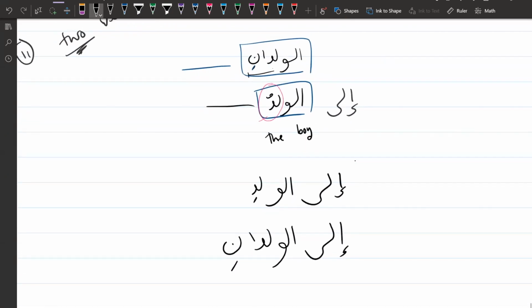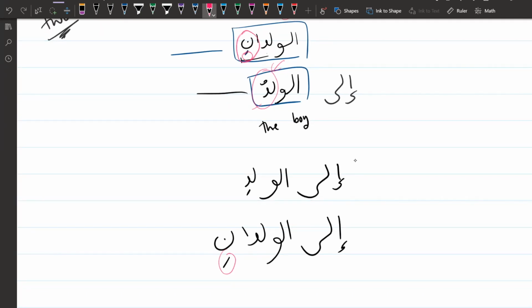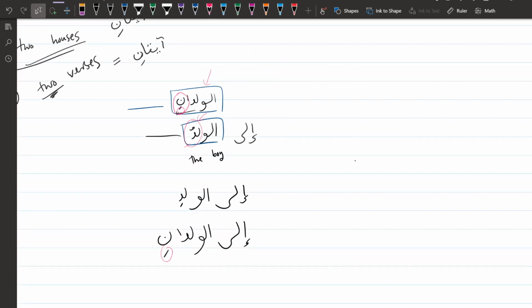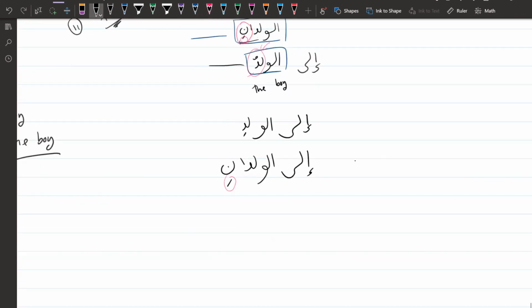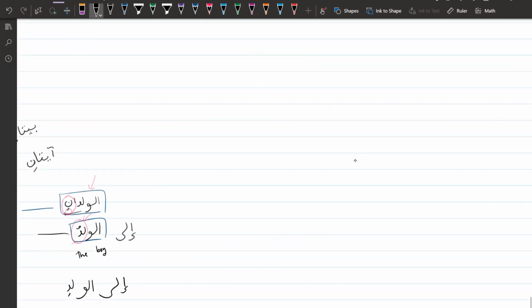What's going on here? How do we deal with these things? Here we added an additional ani sound, and here's a kasra, and here's a kasra. How do we deal with the ending? How do we deal with the grammar? How do we indicate that this is genitive or nominative or accusative? This is something that inshallah I will explain to you right now. The way we do it, remember, we have three states: we have nominative, we have accusative, and we have genitive.